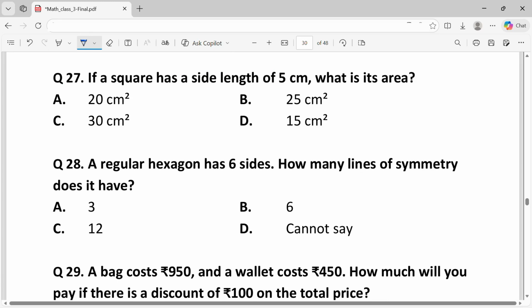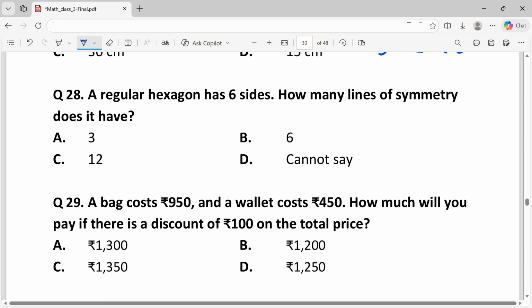Question 27. If a square has a side length of 5 centimeter, what is its area? Area of a square is given by side square. That is 5 square, which is equal to 25. Answer is B, 25 centimeter square. Question 28. A regular hexagon has 6 sides. How many lines of symmetry does it have? The lines of symmetry of a regular polygon is equal to the number of sides. Answer is B, 6.